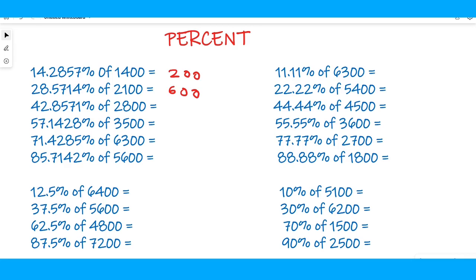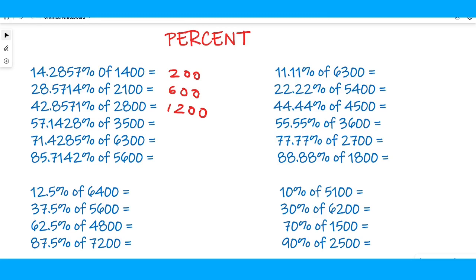42.8571% of 2800. 42.8571% is 3 upon 7. So 1 upon 7 of 2800 is 400 and 3 upon 7 of 2800 is 1200. So we write 1200.